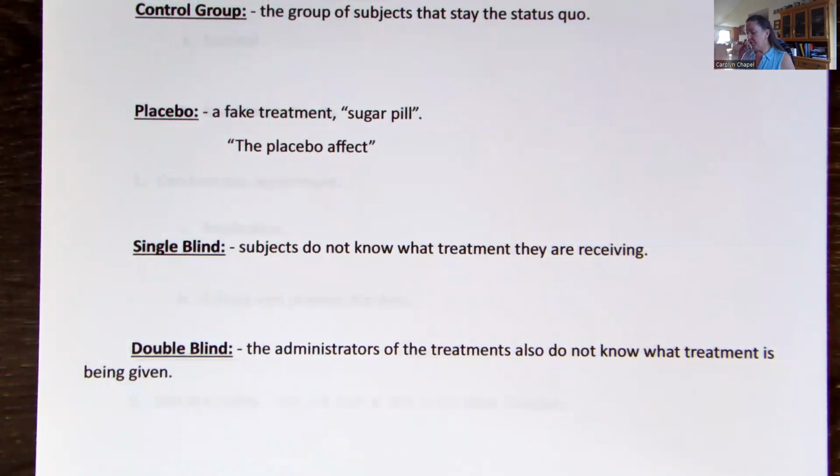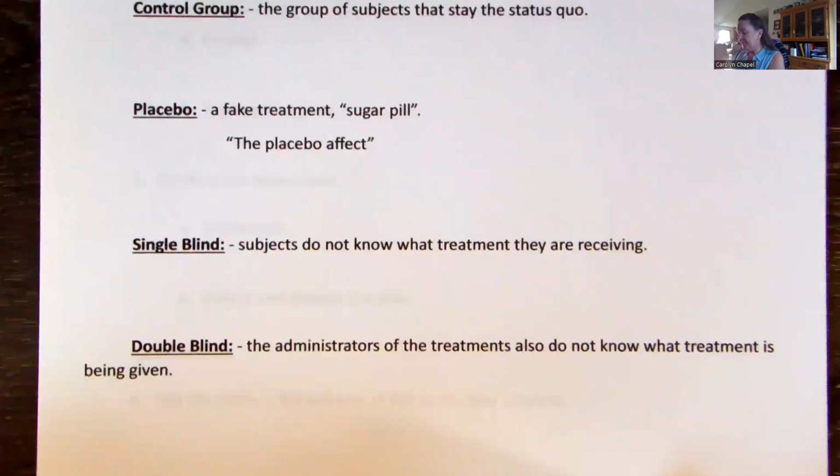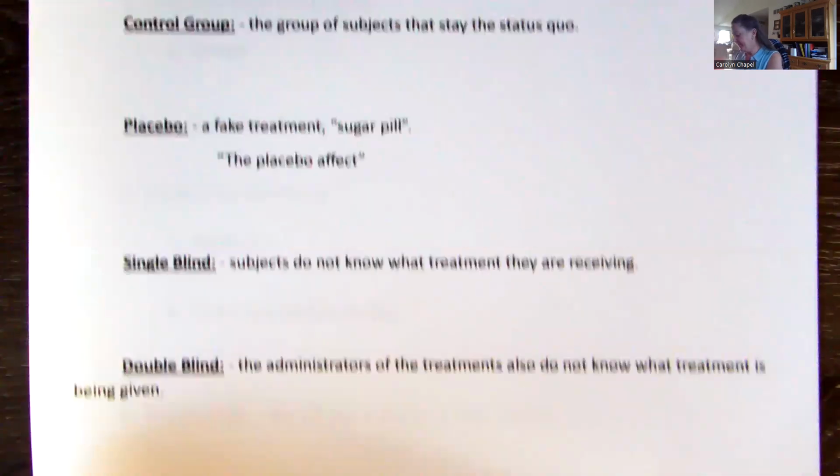So we want to make sure that the administrators sometimes also don't know. There is always someone who knows to make sure that the data is collected completely, but that would be in some place in the background, and it's not going to be the person that is up front with these subjects. Okay, so that would be a double blind.